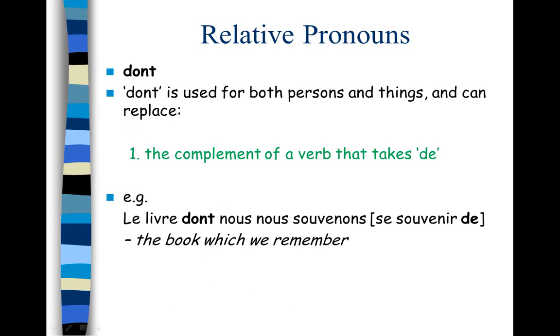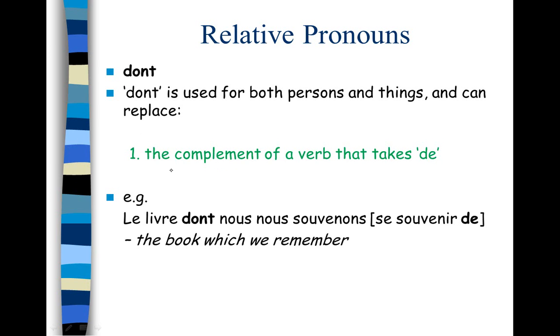Dont is also used for persons and things and can replace three things. Let's take them one by one. First of all, we have this idea of de. We can't just leave de stranded at the end of a clause. Strictly speaking in English, we shouldn't leave prepositions stranded at the end of sentences either. It's not very elegant. But in French, you absolutely can't. So we need to incorporate it somehow, and dont takes care of it really well.